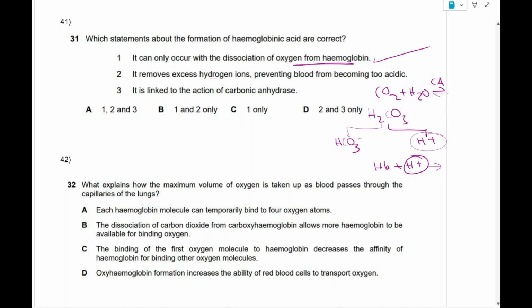2. It removes excess hydrogen ions, preventing blood from becoming too acidic. Yes, by common sense. When these hydrogen ions, instead of being left in the plasma, combine with hemoglobin, this decreases the quantity of hydrogen ions in the plasma. Therefore, this is correct. 3. It is linked to the action of carbonic anhydrase. Yes, I just mentioned the carbon dioxide combines with water and then forms carbonic acid by the action of the carbonic anhydrase enzyme. Therefore, all 3 of them are correct and the answer is going to be A.